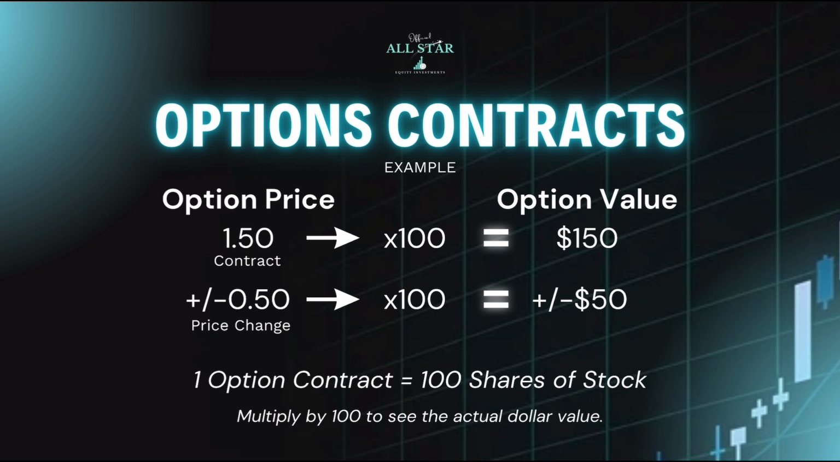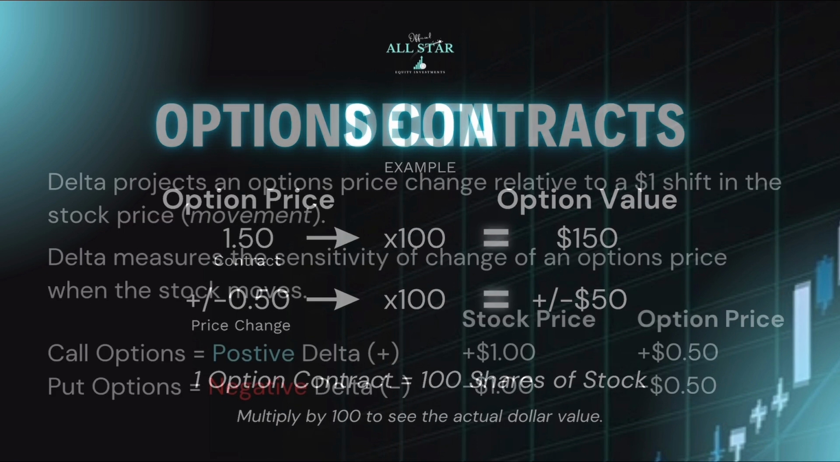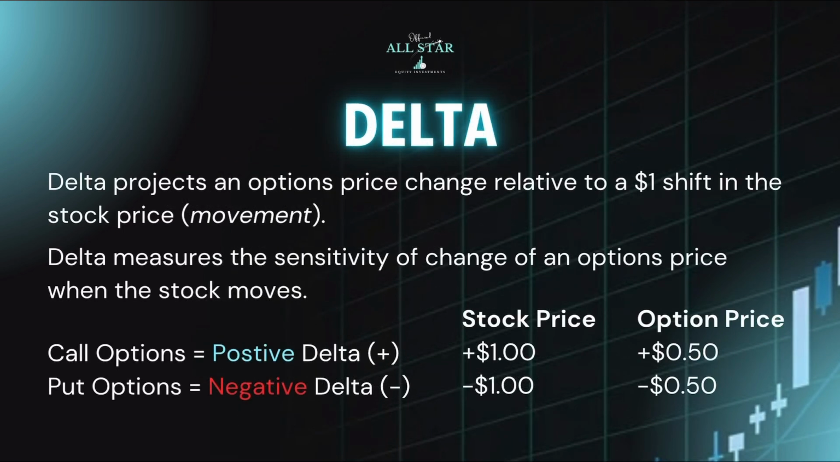So now that we have that context of understanding, let's dive into the first Greek, which is delta. All right, to start it off, the delta projects an option's price change to a $1 shift that's relative to the stock price. So all in all, what this means is that the delta measures the sensitivity of the motion of the option as the stock price moves. Now, call options and put options have different values of the delta. Call options reflect a positive delta, while put options reflect a negative delta.